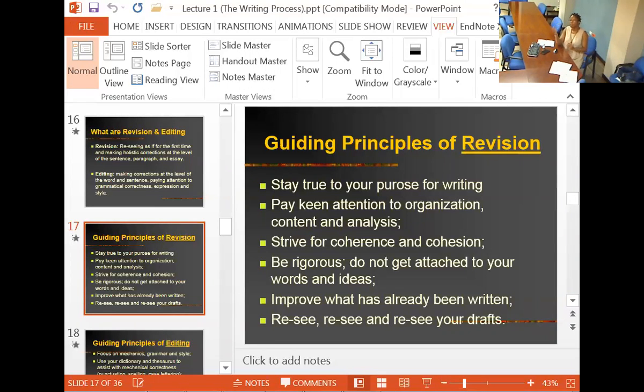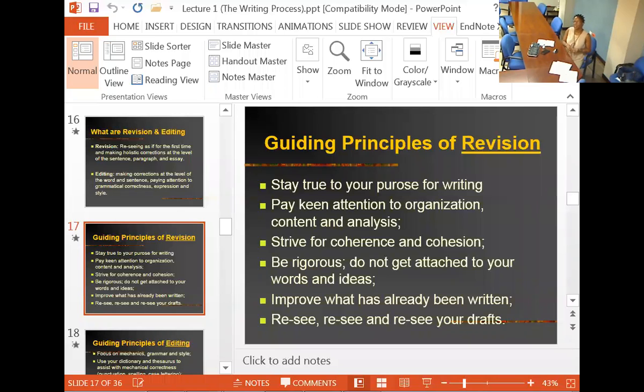Be rigorous, but do not get attached to your words and ideas, because sometimes you come up with a word or a phrase and think, whoa, this is the most fantastic thing, and you really don't want to take it out, but it's in your best interest to remove it. Don't hang on to it because it sounds attractive. If it sounds attractive, write it somewhere else. But if it's not working for that essay, take it out.